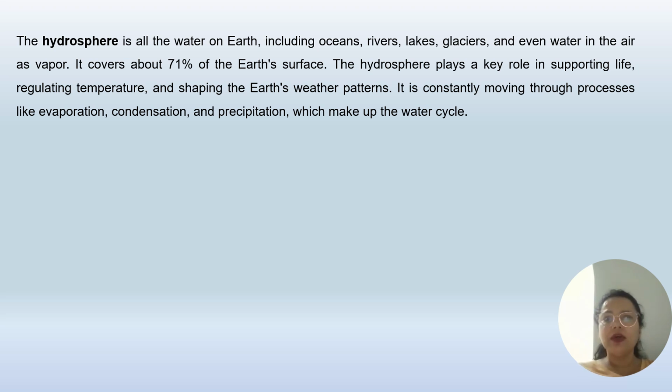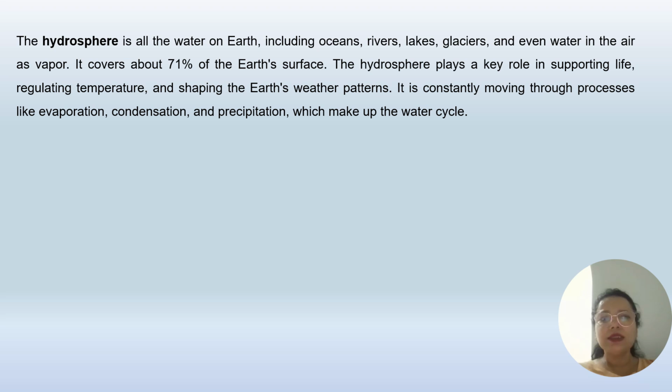The hydrosphere has to do with all the water on the earth. That is the rivers, lakes, glaciers, even the ocean. And it makes up 71% of the earth's surface, and it's very, very important in supporting life and regulating temperature and also shaping the earth's patterns, because without water, life cannot be supported.